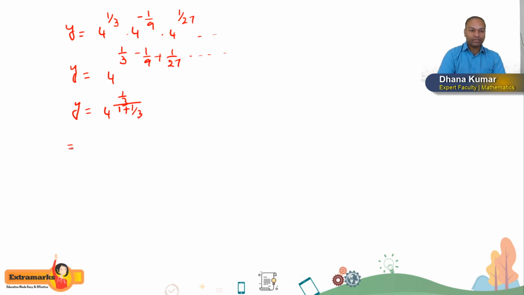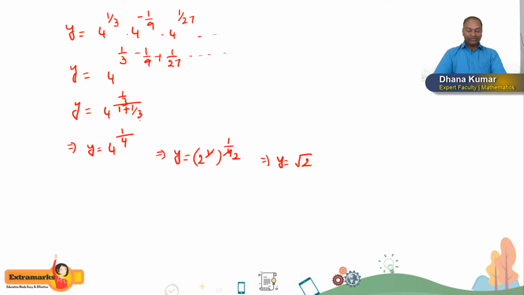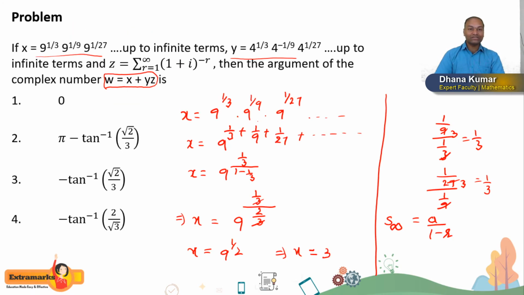So implies y is equal to 4 power 1 by, simplification, LCM is 3, 3 cancel. Correct na? 3 plus 1, 4. Right. So implies y is equal to 4, which can be written as 2 square, power how much? 1 by 4. 2 ones are, 2 twos are. Implies y is equal to 2 power 1 by 2, that is root 2. Fine. The y value also is completed. Coming to the next, z.